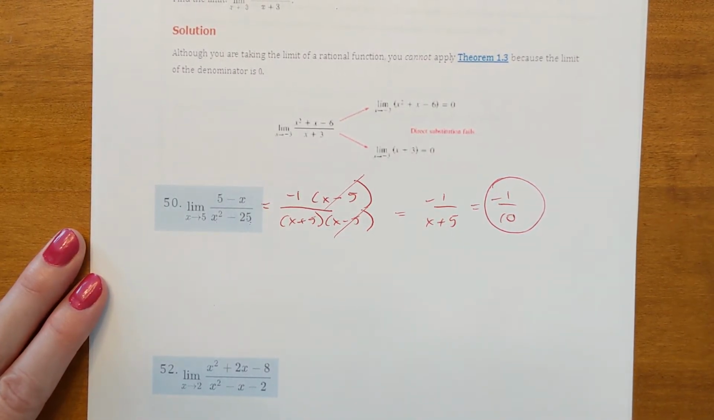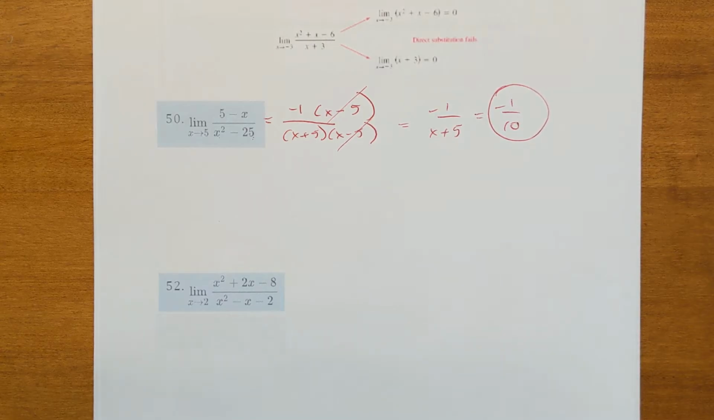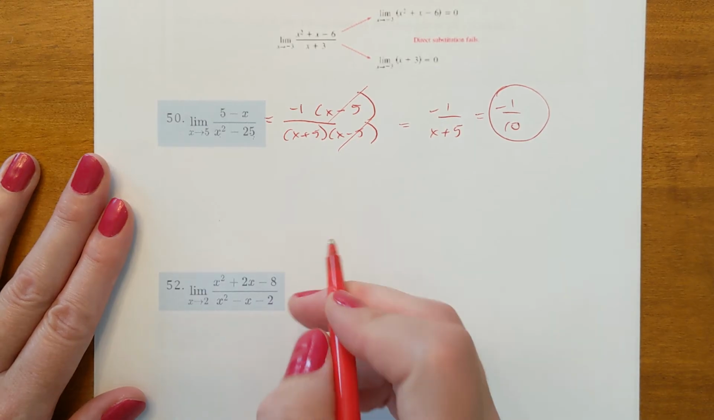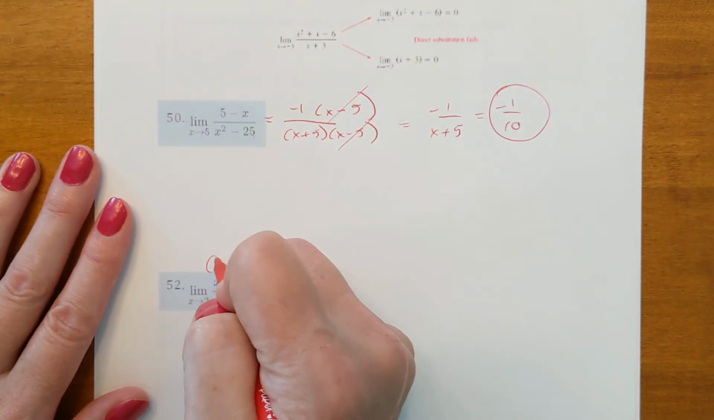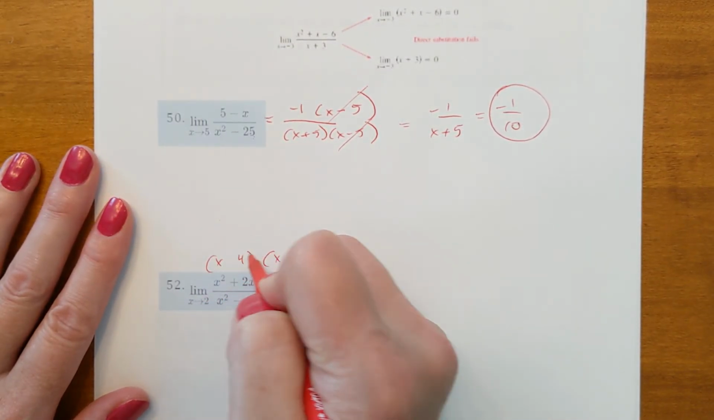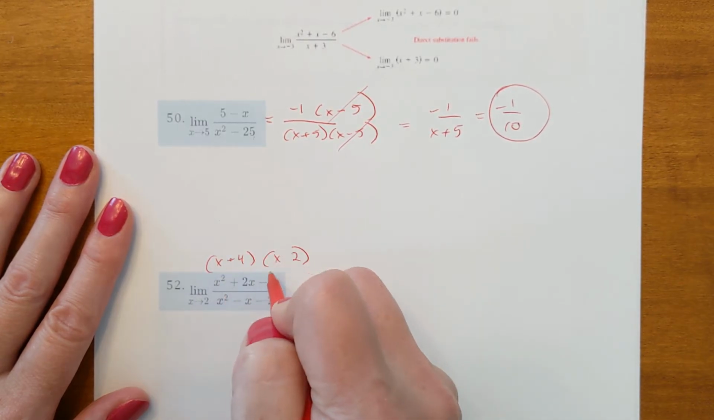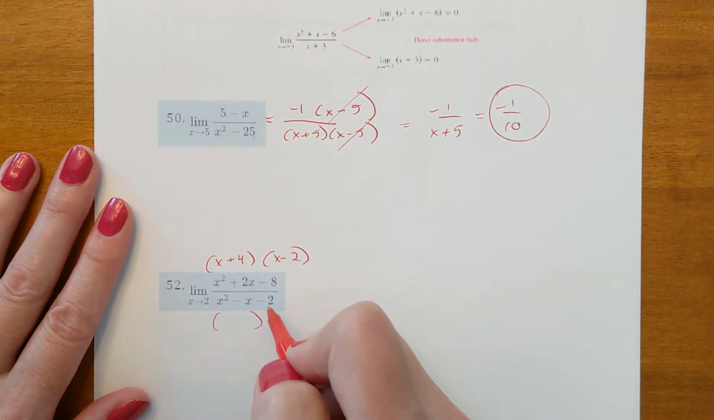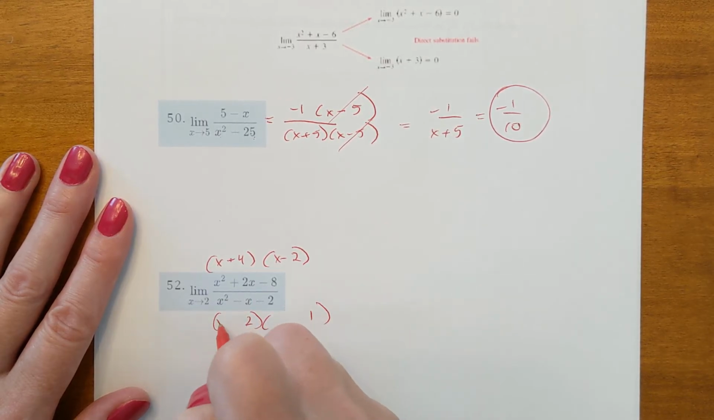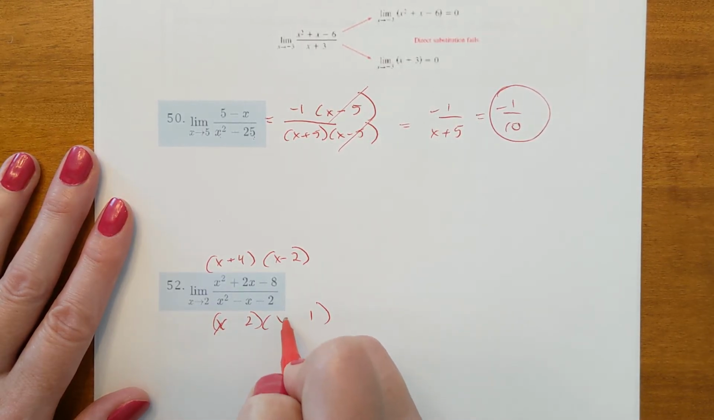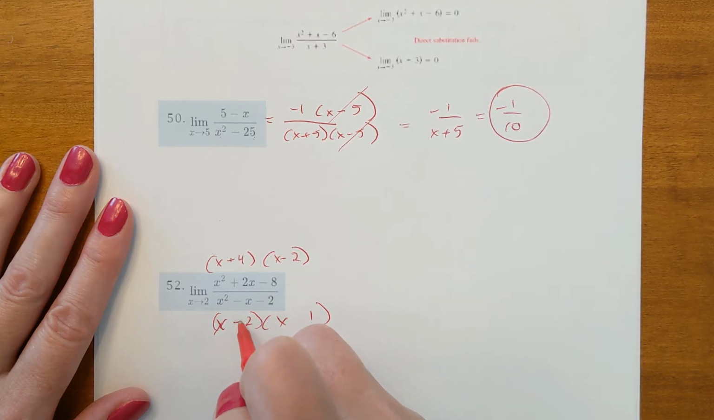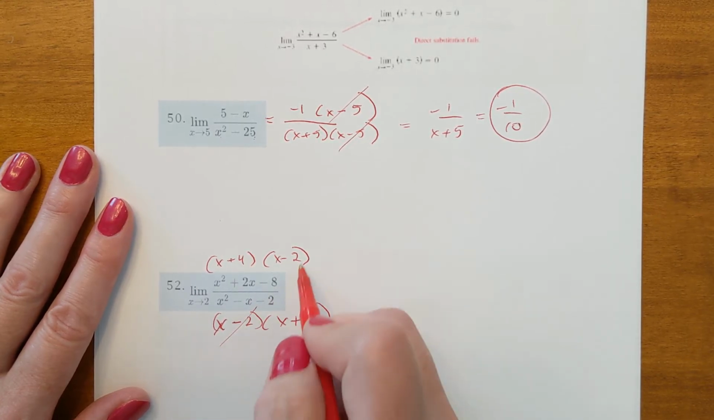Same thing on the next one, number 52. We can factor that. So the top of it factors into, let's see, x and x, 4 and 2. We want it to be a positive 2, so it's plus 2 and minus 2. And on the bottom, 2 times 1. We want it to add up to a negative 1, so we want the 2 negative and that one positive.